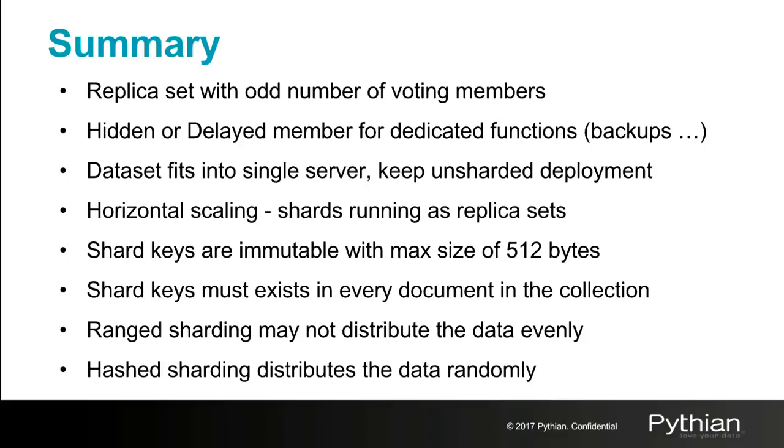And if we choose range-based sharding, our data may not be distributed evenly across all of the shards. But if we choose hash-based sharding, our data will be distributed randomly. And this is important because when we do a query, we may have to run our query across multiple shards instead of just pointing our query to a single shard.